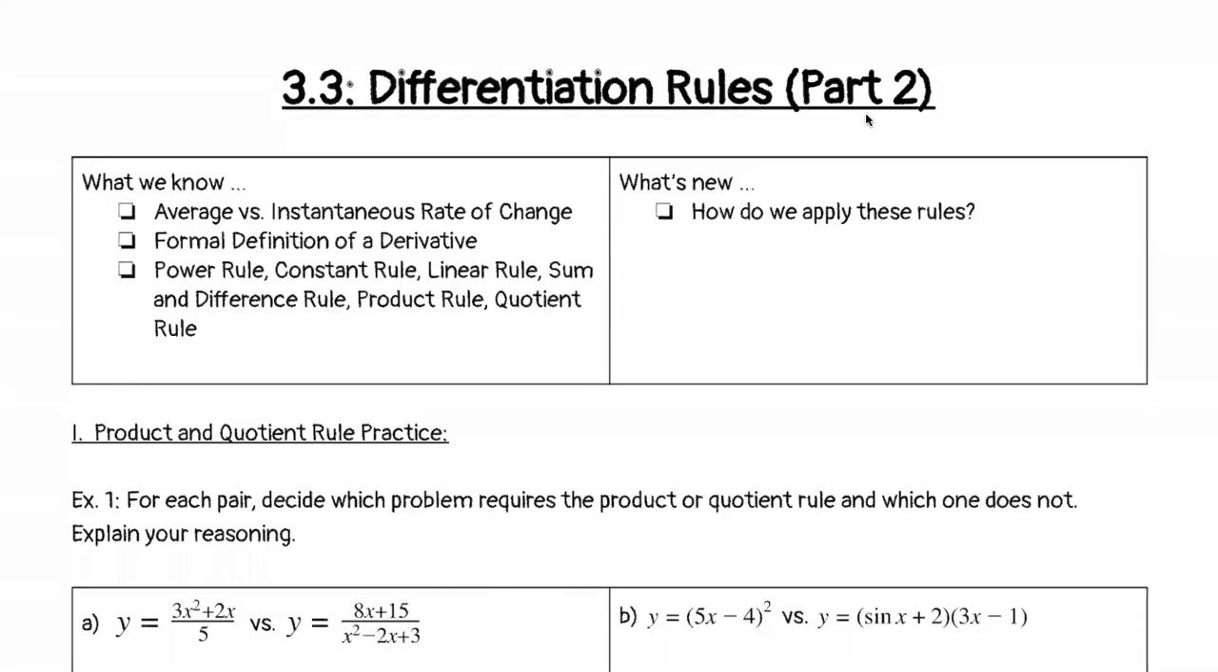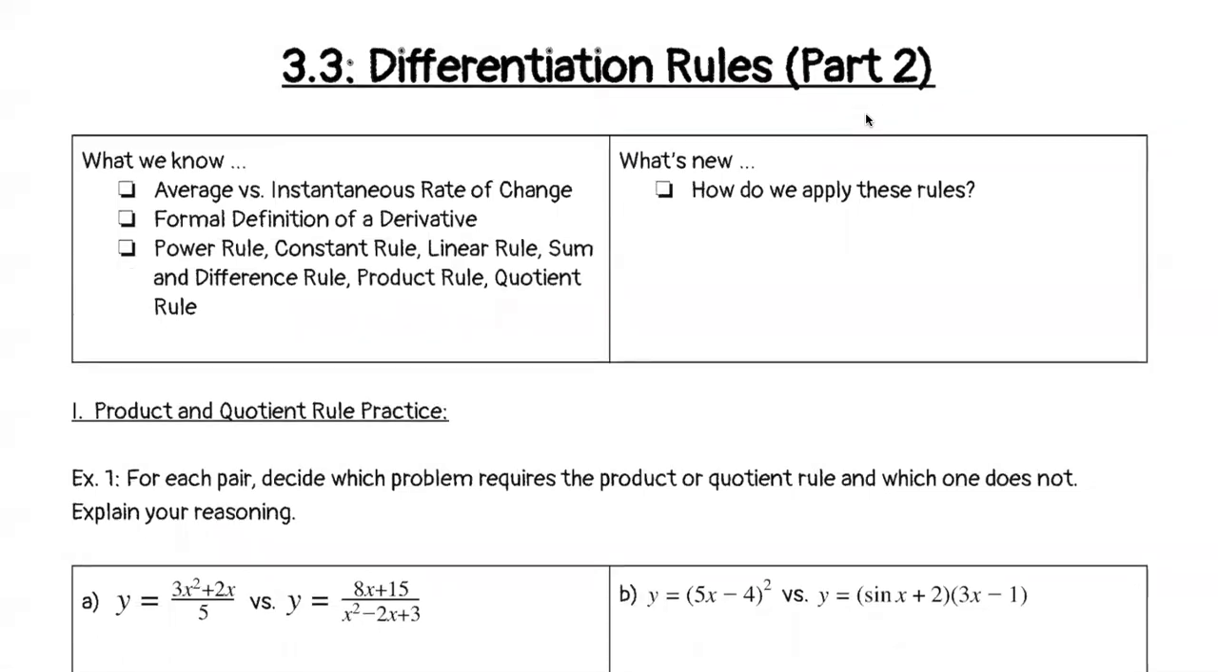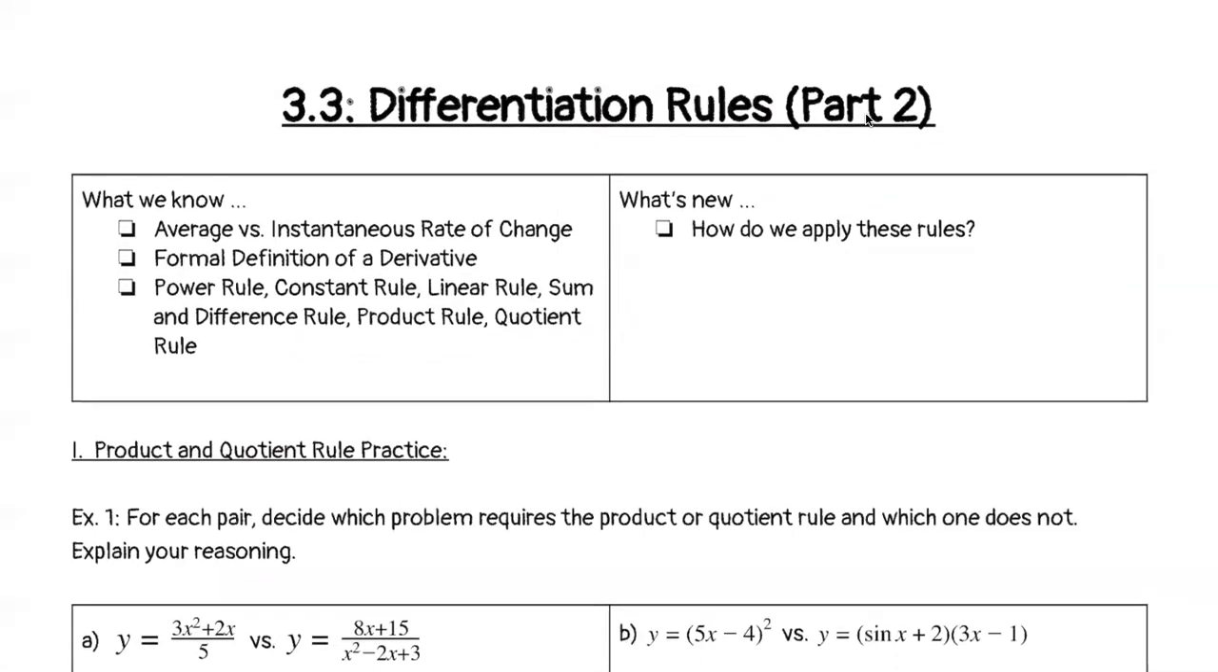All right, so 3.3 part 2. We're going to be looking at the same rules, okay? So remember that what we know is a running list of the topics and questions that we should be familiar with. And if any of those topics are not familiar, it's a great indication that we should go back and say, what was that formal definition again? What was this rule? What was that rule? Keep that connection between the rules and the vocabulary and the processes all very interconnected.